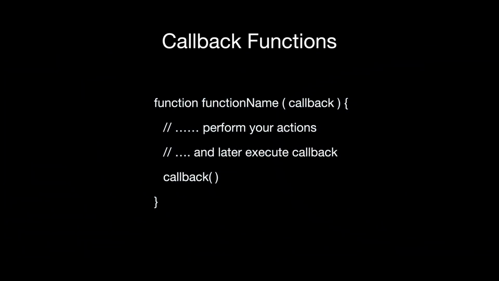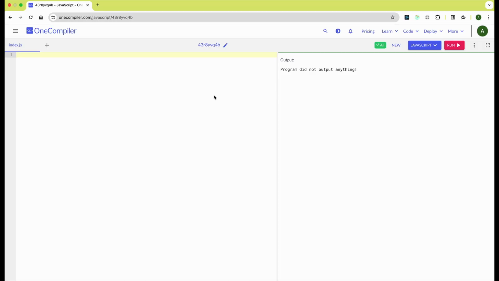Okay, so let's see the syntax for it. So this is the syntax. You receive a callback function as a parameter, and after performing your actions, you execute the callback. So let's write a callback function. Let's define this. Const sendAMail, and let's say it says confirmation email sent. Okay, now let's define a main function.